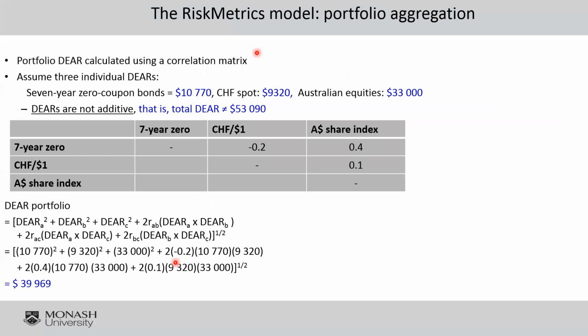Now we move to the risk matrix. Because we now have the equities, the bonds, the fixed income, and the foreign exchange. If we add them up, according to the calculation, and assume that this is 1077, this is 9320, and this is 33,000, these are new numbers I give you just as an example, then if we add them up, we will find it to be 5390.